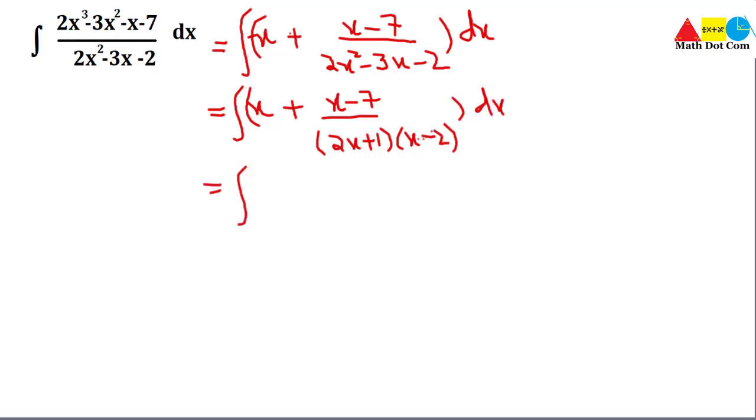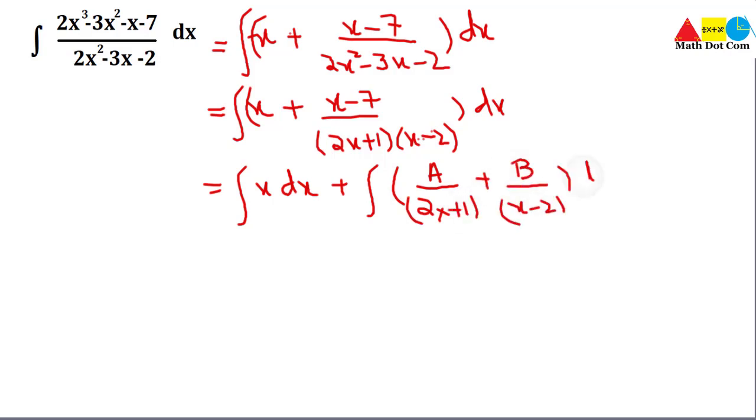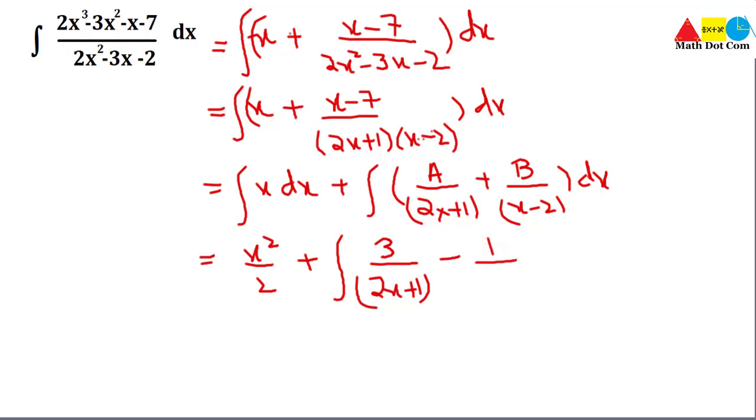It will be further written as the integration of x dx plus, here we apply the partial fraction decomposition where we have written the a over b form. So a divided by 2x plus 1 plus b divided by x minus 2 dx. The integration of x is x square divided by 2. This is so easy. Plus we place the values of a and b: the value of a is 3 divided by 2x plus 1, minus the value of b is 1, so minus 1 divided by x minus 2 dx.